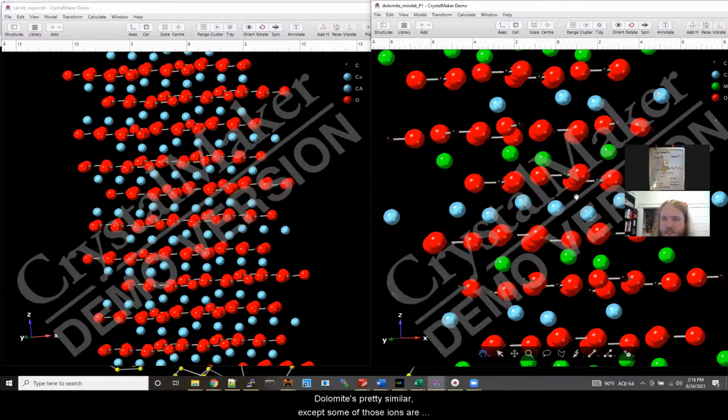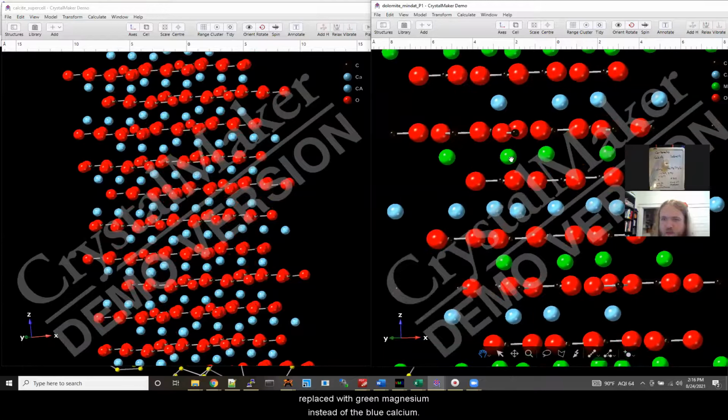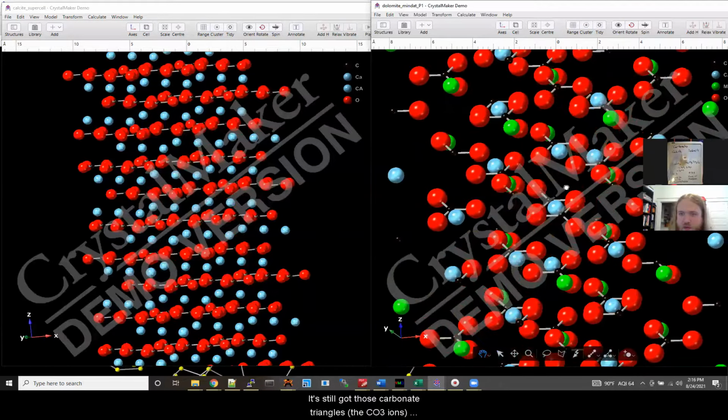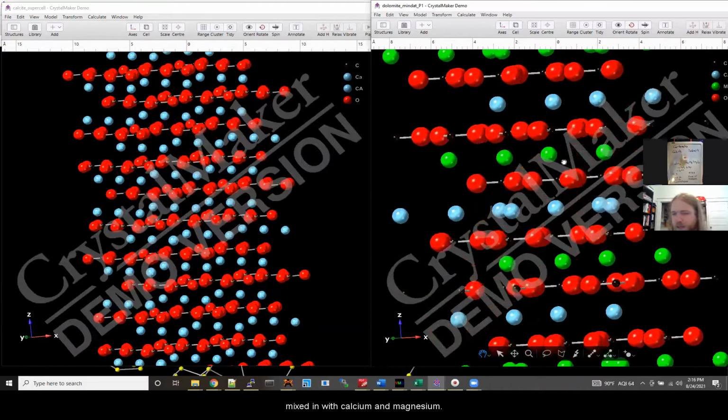Dolomite's pretty similar, except some of those ions are replaced with green magnesium instead of the blue calcium. But it's still got those carbonate triangles, the CO3 ions, mixed in with calcium and magnesium. So no surprise, really, that they have similar properties because they have very similar structures.